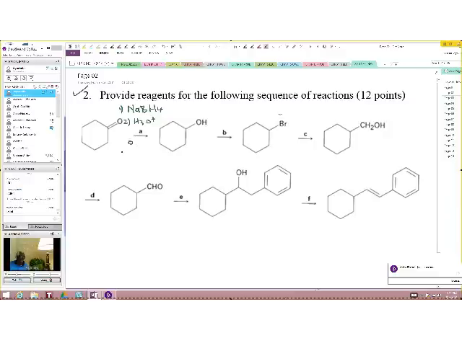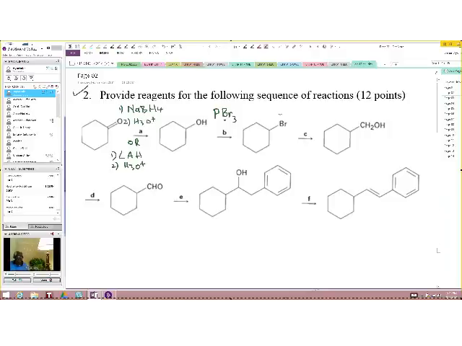Or LAH, followed by hydronium ion. Now we want to go from an alcohol to an alkyl bromide. What reagent do we need here? From an alcohol, phosphorus tribromide. Excellent. See, folks, once you know your reagent, most of this becomes very, very easy. You just have to know these reagents and what they do.